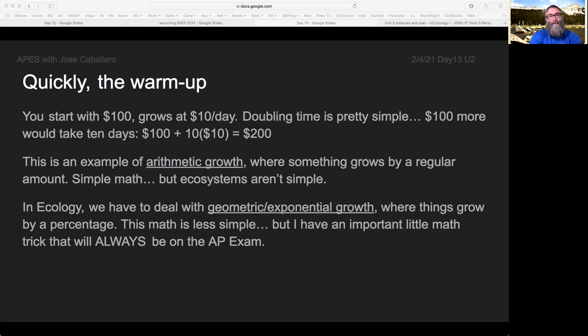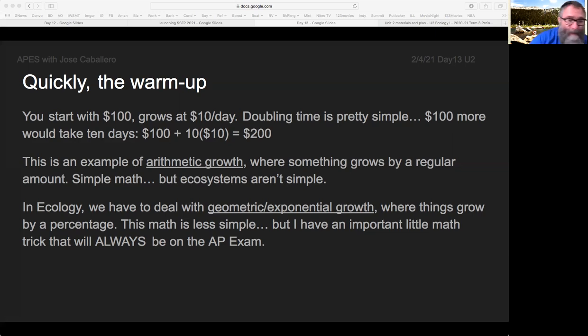And unfortunately, ecosystems aren't like that. In ecology, one of the big features of understanding change in ecosystems is that most of the growth in an ecosystem is exponential growth. Some people call this geometric growth. It's the same idea, they're just two different terms, where things grow by a percentage, and this math is a little less simple. I have a really important math trick that shows up on every single AP test, no exception, every year, no matter what, you got to know how to do it.